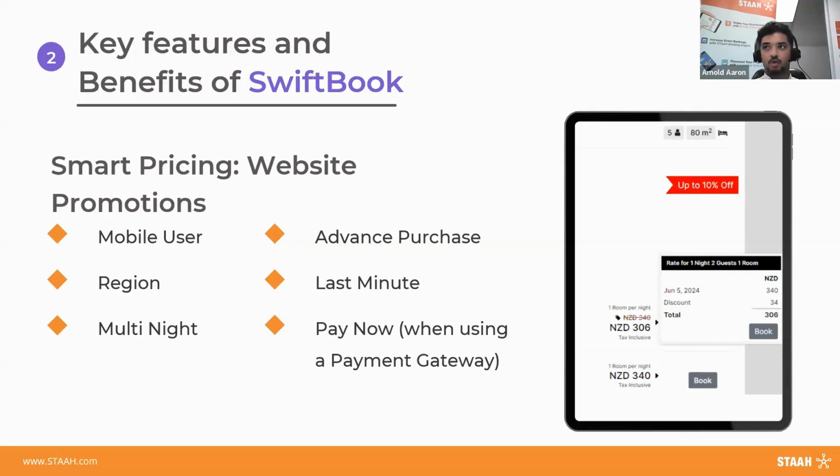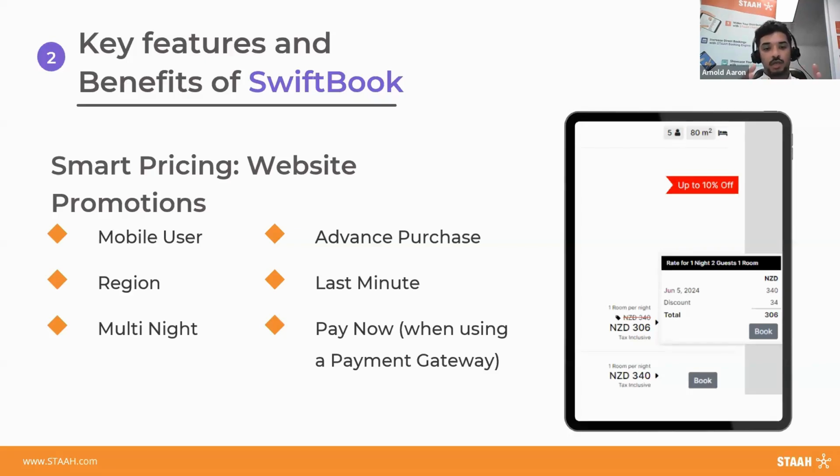Last minute, it probably explains itself. If you're having too many remainder rooms at the end of the day, you can apply a last minute smart pricing on your existing packages, which then discounts your pricing. And finally, you've got the Pay Now option. This specifically only applies when you are using a payment gateway. So if you plan on connecting a payment gateway, or if you already have a payment gateway connected to your existing booking engine, which is SwiftBook, then you can use the Pay Now feature. When the customer selects Pay Now or pay on the spot as an option when they're reserving a room, they will then see a discount.